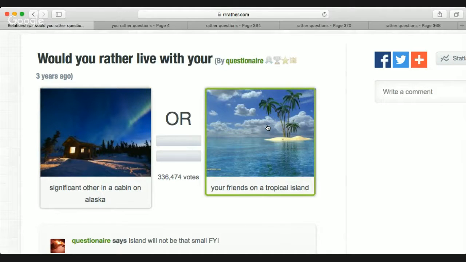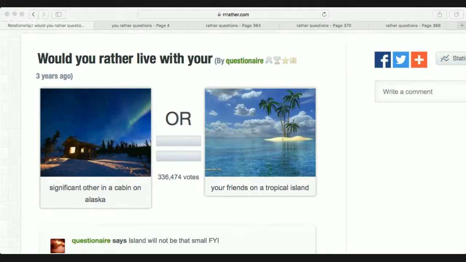All right, and now I'm going to model how you might answer this question. I would rather live, this is difficult for me because I don't like the cold and I do like islands, but I think I like my significant other better. So I would rather live in Alaska with my significant other because I couldn't imagine being on a tropical island without him. All right, that's my answer. I'm marking down my answer. And let's just go straight to the left.